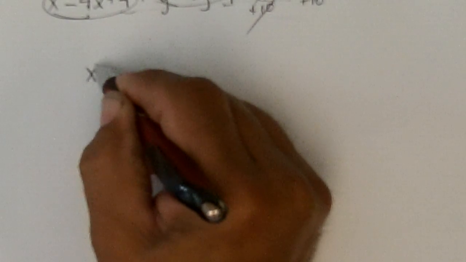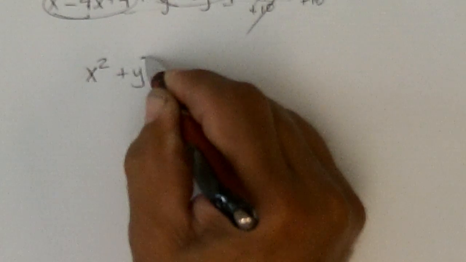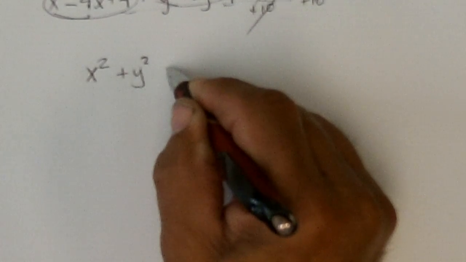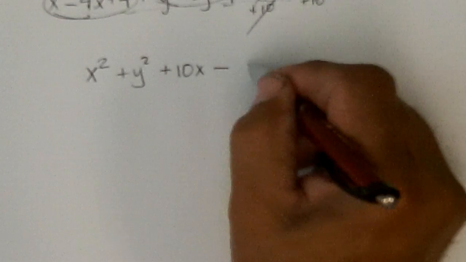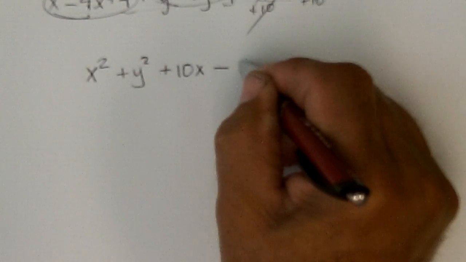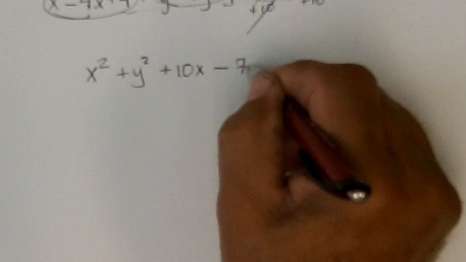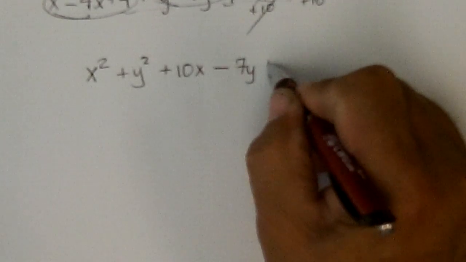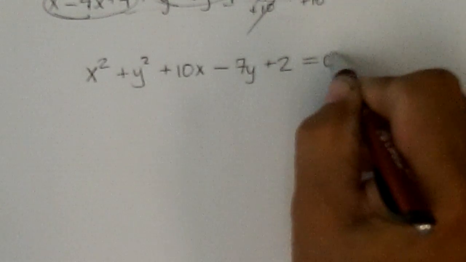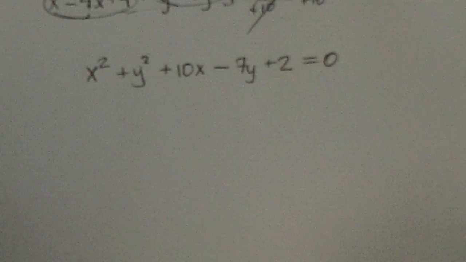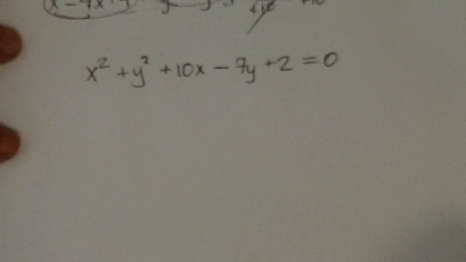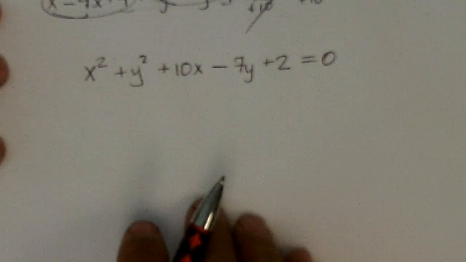Now, this one, we won't know what it is because it's not the same as the one before. So I'm going to write x squared plus y squared plus 10x minus 7y plus 2 equals 0. Okay. I have no idea. Well, I do have somewhat of an idea of what the center and radius are, but let's figure out what it is.